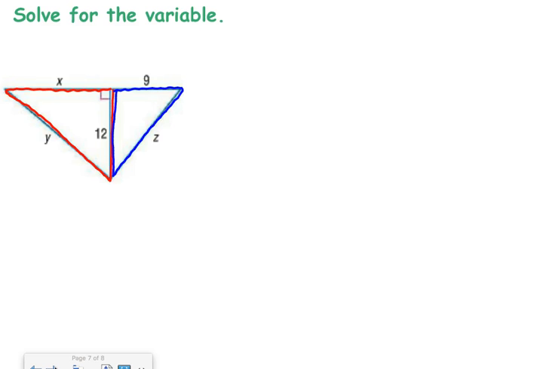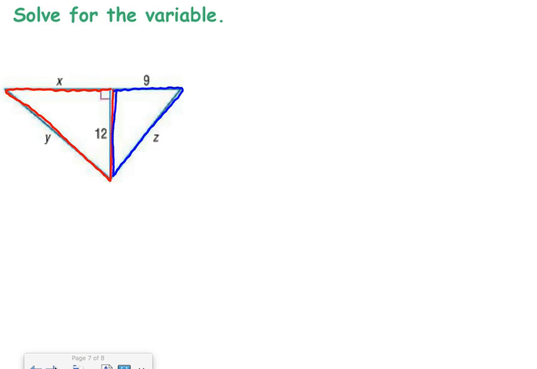Okay, so to find X, we have to use the blue and the red triangle. Why would we use the blue one to find X? Because it makes the big triangle. They share 12, the middle. And we can't use the big triangle until we figure out what X is.